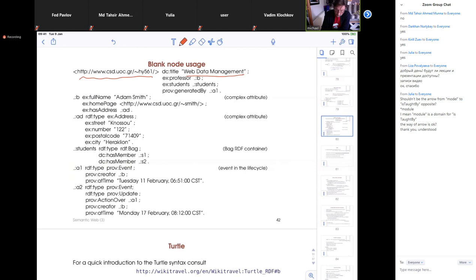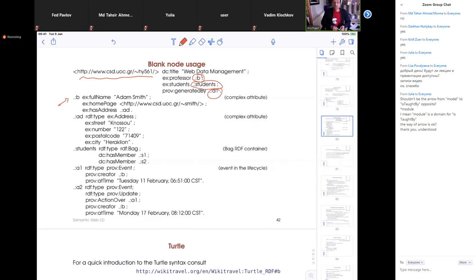And there is a professor, probably who teaches this module. And here you see we have a blank node. And then we have students with a blank node. And then we have some provenance information also with a blank node. Why? Let's consider professor. So this is the blank node underscore B.